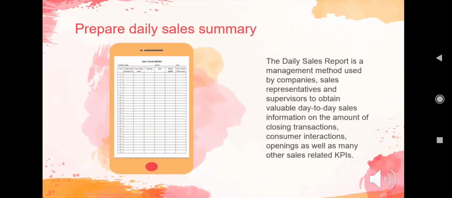Daily Sales Summary. The daily sales report is a management method used by companies, sales representatives, and supervisors to obtain valuable day-to-day sales information on the amount of closing transaction, consumer interaction, and opening, as well as many other sales related to KPI. This is one of the examples of daily sales report.